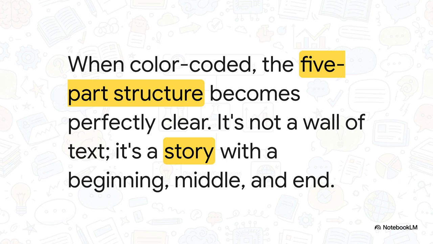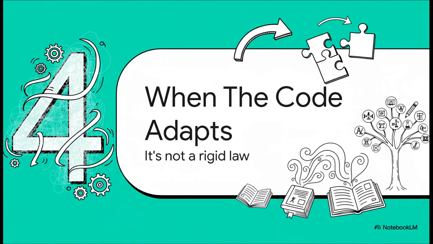So when you see it all laid out and color-coded like this, that 5-part structure becomes perfectly clear. See? It's not just a wall of text. It's a story. Now, here's a really important point. This 5-part model is an incredibly powerful guide, but it's not some kind of rigid law. Sometimes authors will adapt the formula a little bit to better fit their research and their specific field.